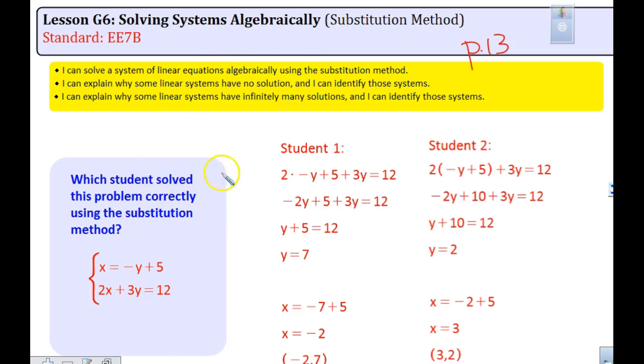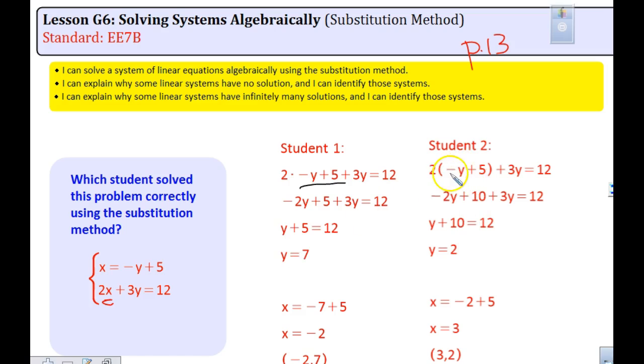Algebraically, it says, which students solved this correctly using these 2 equations? So the first one says x is equal to negative y plus 5, and the second equation. So notice the first person replaced the x in student 1. They replaced the x with negative y plus 5 plus 3y. They had negative 2y plus 5 equals 3y equals 12. They added the like terms. Negative 2y plus y gives us y plus 5 equals 12. They subtracted 5 and got 7.